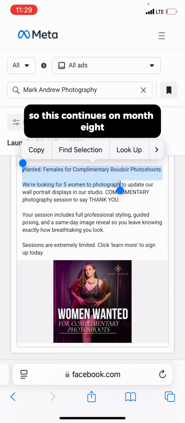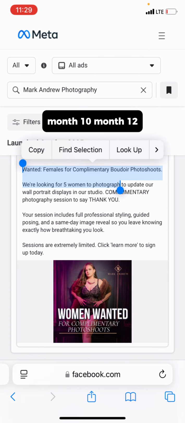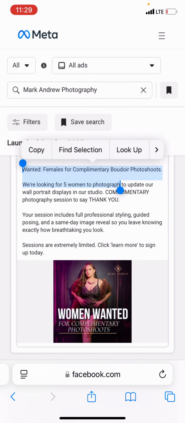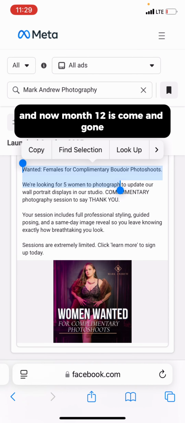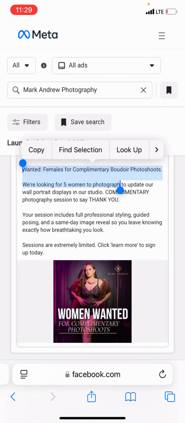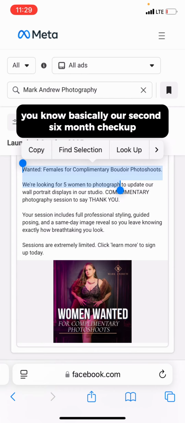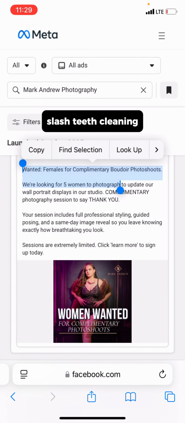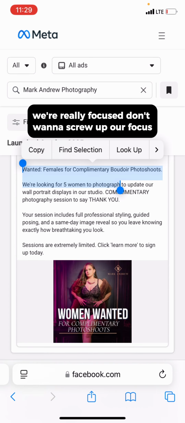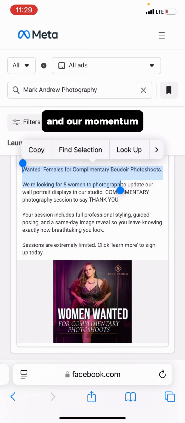So this continues on, month 8, month 10, month 12, more texts. We get called once, we ignore it, we ignore all the texts. Now month 12 has come and gone, and we've skipped out on the dentist a second time. So we miss basically our second 6-month checkup and teeth cleaning, and it's for the same reasons. We're busy working on the business, we're really focused, and we don't want to screw up our focus and our momentum.